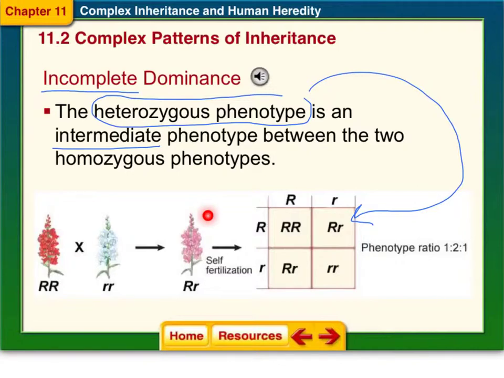So if we look at this Punnett square, we can see a big R, that is still red. We can see little r, that is still white. But if we take a look at our heterozygous individuals, they are actually pink. And that changes our phenotypic ratio.